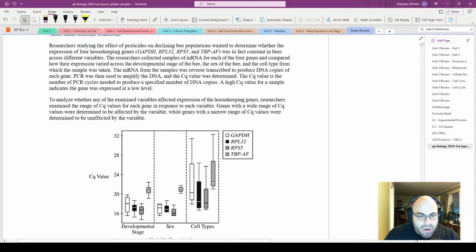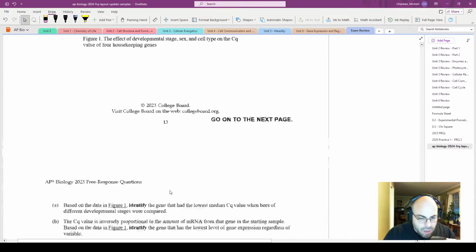You'd have to read the prompt to get the control on this, but the control is just basically your base of comparison. So in your experiment, you're measuring something. What are you measuring it against? And that's going to be your control value. Good. Other questions?